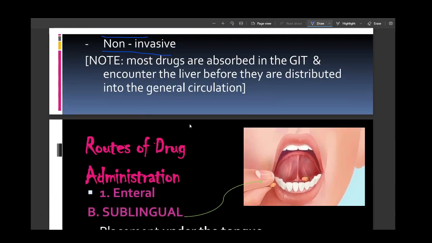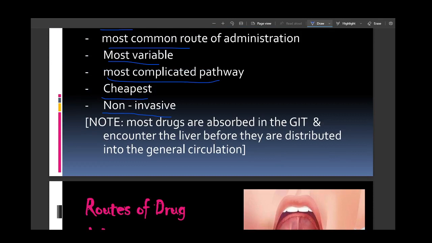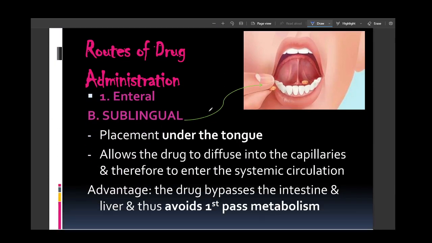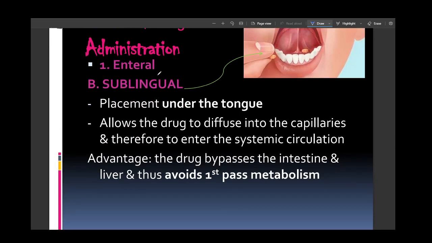Most drugs are absorbed in the GIT and encounter the liver before they are distributed into the general circulation. 70% is wasted in the liver, it is metabolized. 16% reaches the plasma, okay? Then there is the enteral.